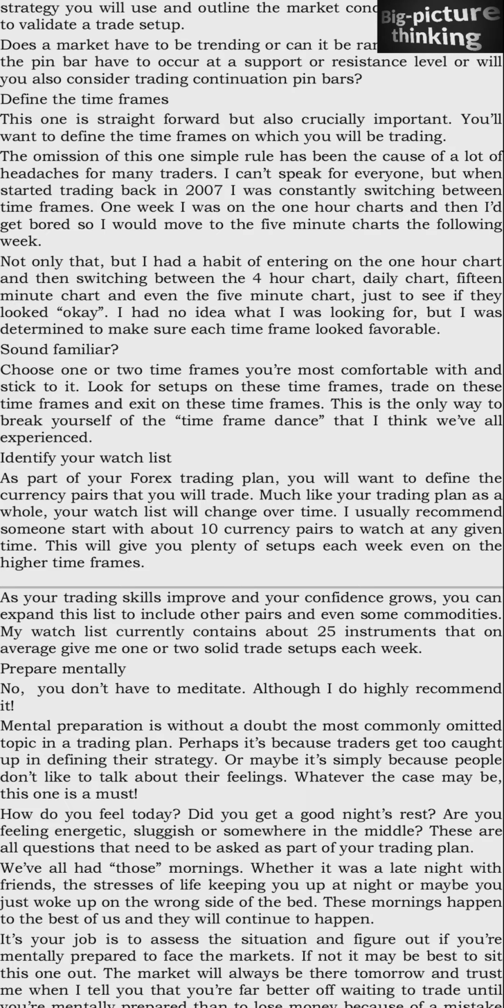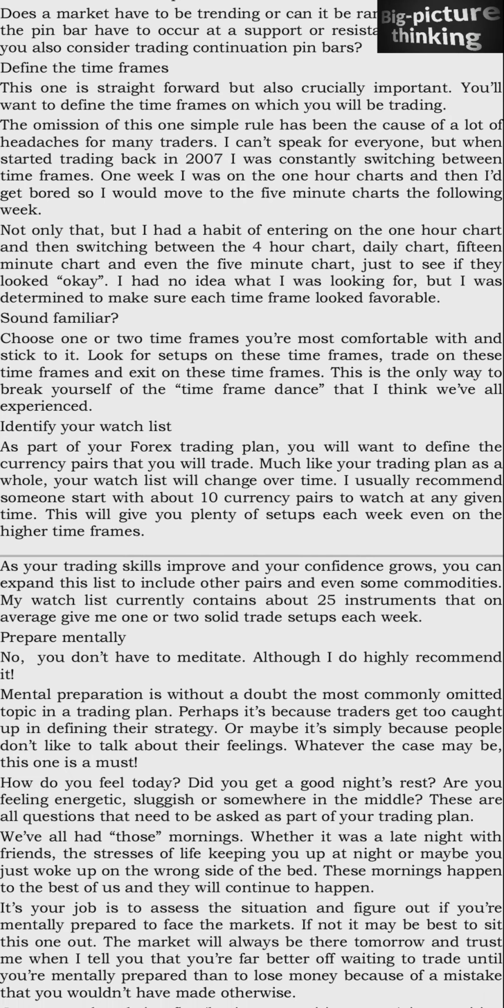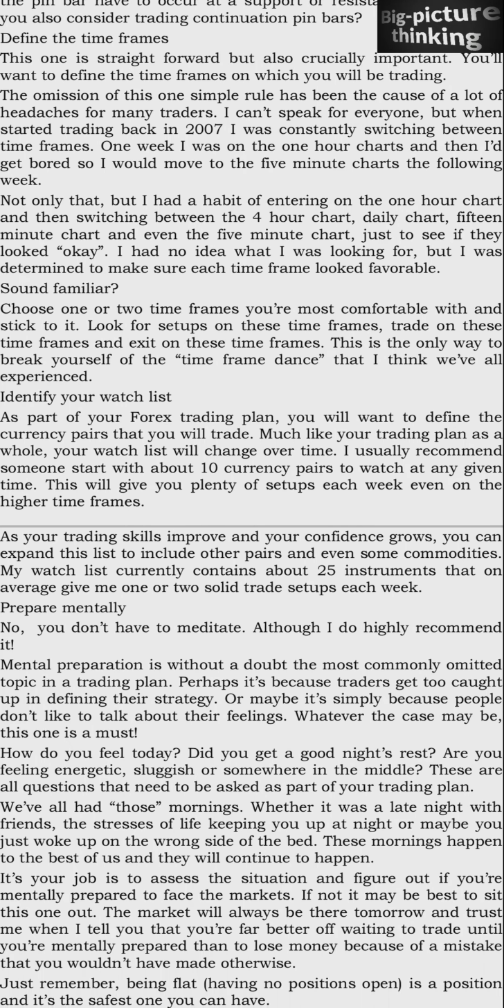Choose 1 or 2 time frames you're most comfortable with and stick to it. Look for setups on these time frames, trade on these time frames and exit on these time frames. This is the only way to break yourself of the time frame dance that I think we've all experienced.